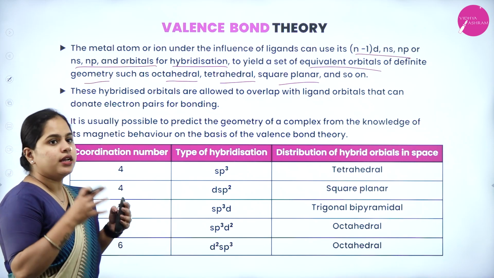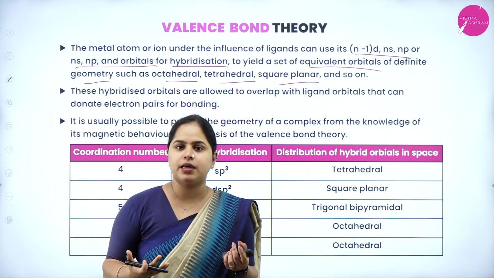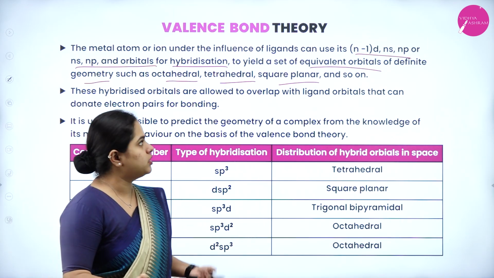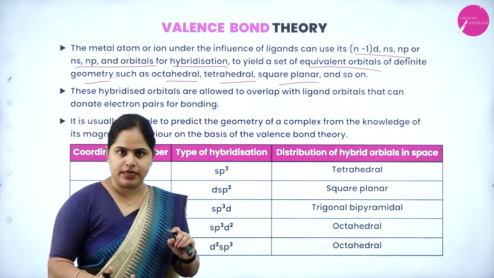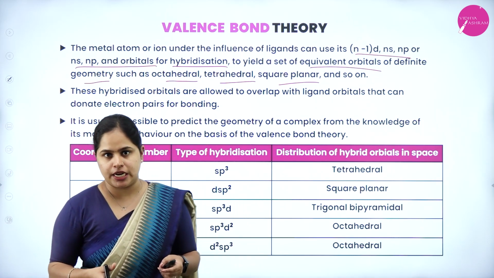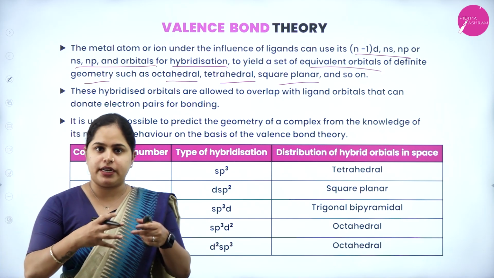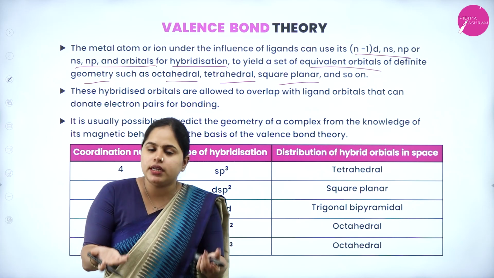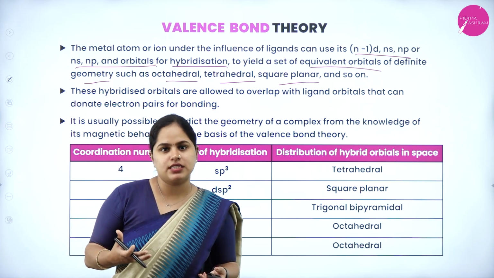So as told, in a coordination compound there will be a central metal atom, right? And the central metal atom can have free orbitals of (n-1)d, ns, np, or ns, np and nd orbitals. So these orbitals will undergo hybridization, and form an equivalent number of hybrid orbitals which will have the same energy and the same geometry.